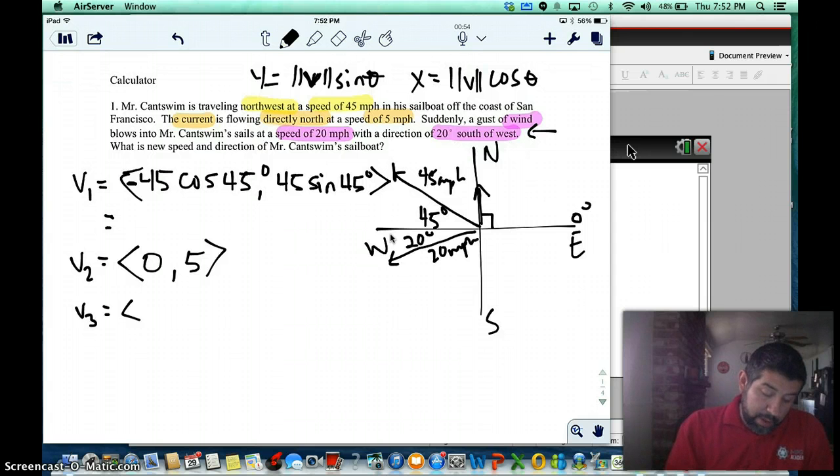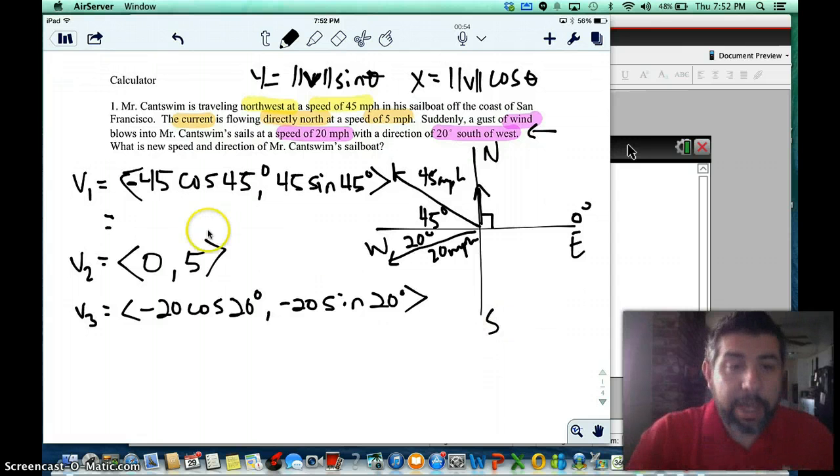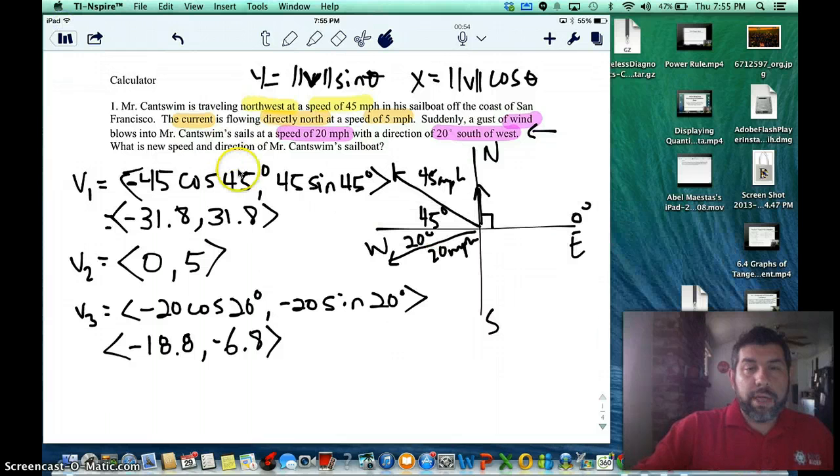So they're both negative because we're in the third quadrant. So I'm going to say negative 20 cosine of 20 degrees and negative 20 sine of 20 degrees. All right, so let's go ahead and throw that in our calculator, and I'll have that for you in just a second. I plugged this in my calculator and I found them here. So now we're going to go back here and I put them in my solution.